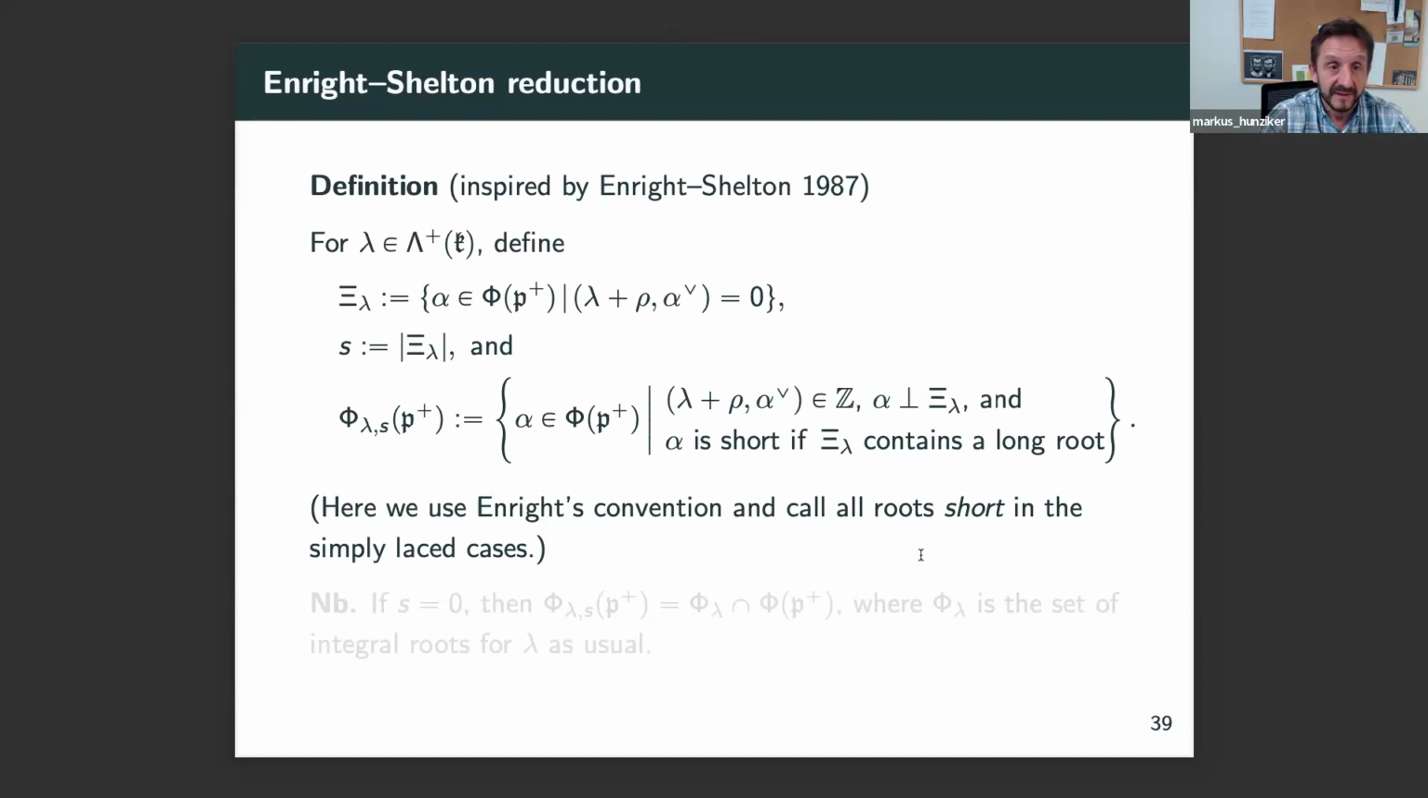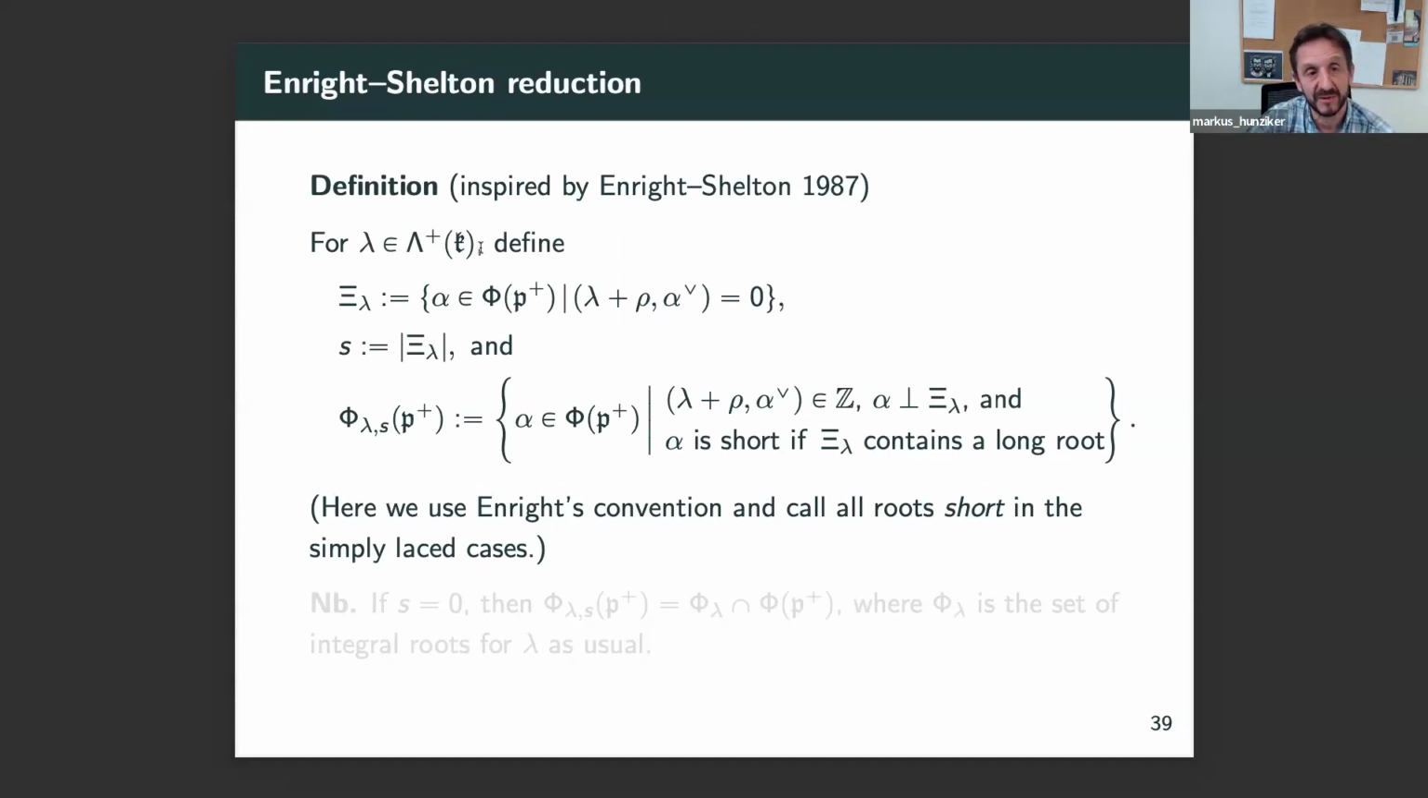To do that, there is something called Enright-Shelton reduction, which is very unique to Hermitian symmetric settings, and allows you to reduce singular settings and non-integral settings to the regular integral case. So I introduced the following posets. This is a mouthful, so I will probably just glance over it.